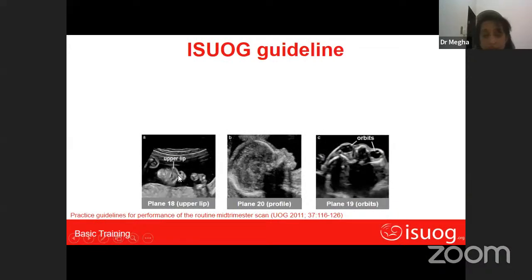So these are the perfect images from the ISUOG guidelines. Plane 18 is for the upper lip, the nose, the tip of the nose and the nostrils. Plane 20 is the profile showing the forehead, the nasal bone, the tip of the nose, the upper lip, lower lip and the chin. And plane 19 shows the two orbits with the clear lens in between.